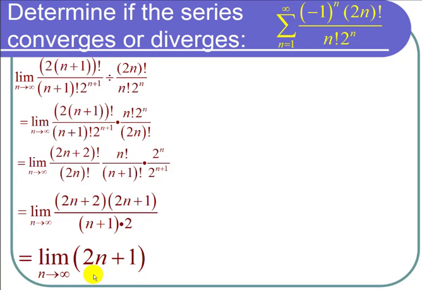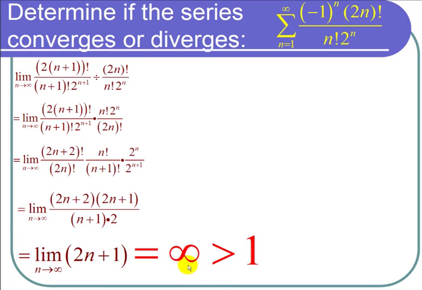Now if I plug in n equals infinity, that's 2 times infinity plus 1, and that just goes to infinity. And with the ratio test, I'm comparing with 1. Well, infinity is certainly much bigger than 1.